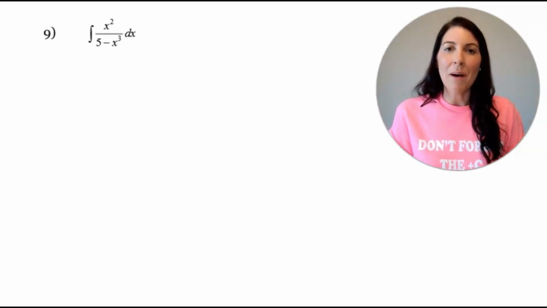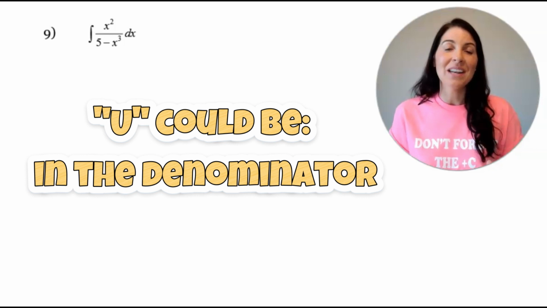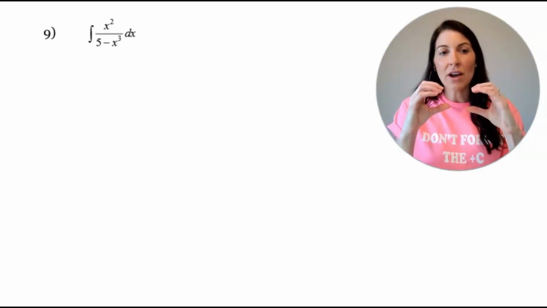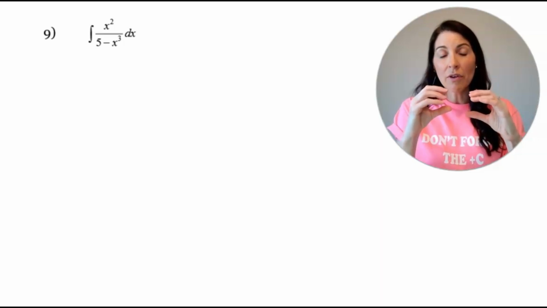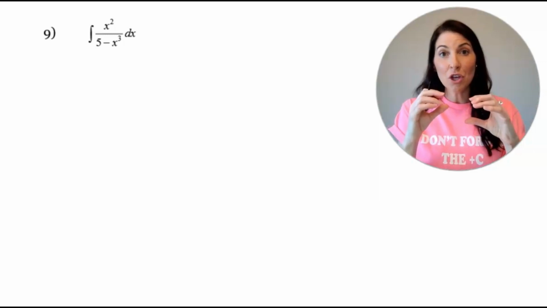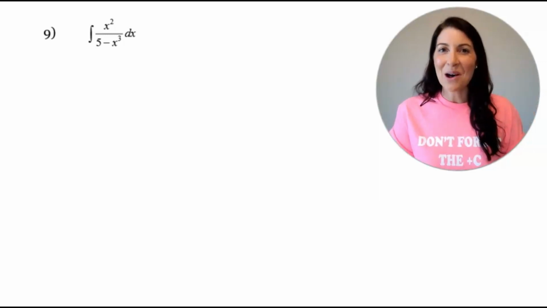So in this problem, I am going to incorporate a new strategy, which is to make the denominator be the u. Now, what made me think of this? It's because if I set the denominator as my u and take the derivative, well, my u is a cubic, and if I take the derivative of a cubic, I get a quadratic, and that's what I have in the numerator, and that's going to be helpful.